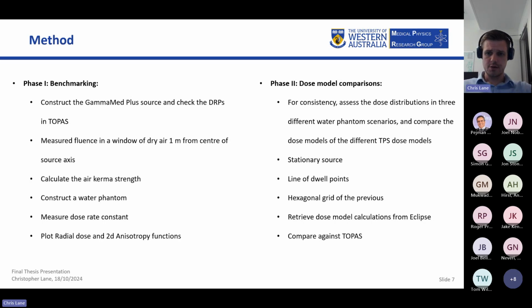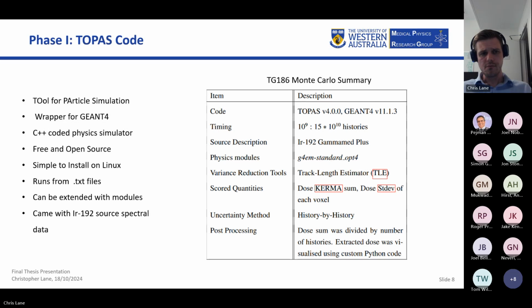Then retrieve the dose calculations and compare them against TOPAS, which is the Monte Carlo code that I ended up using. TOPAS is an acronym for Tool for Particle Simulation. It's essentially a wrapper for a physics Monte Carlo simulator, GEANT4, which is a C++ coded physics simulator. Both TOPAS and GEANT4 are free and open source. It's relatively simple and easy to install on a Linux system.